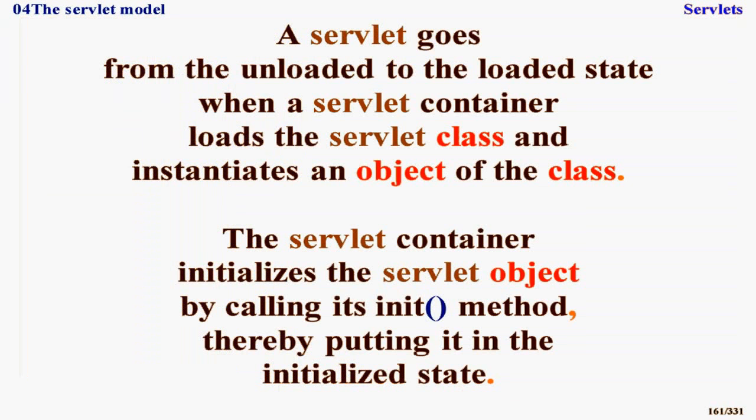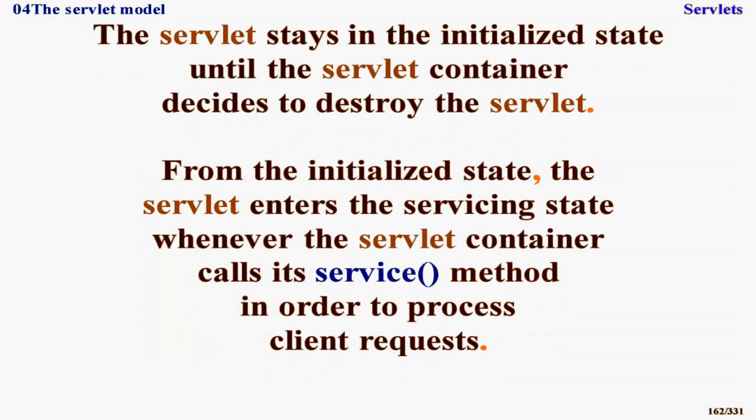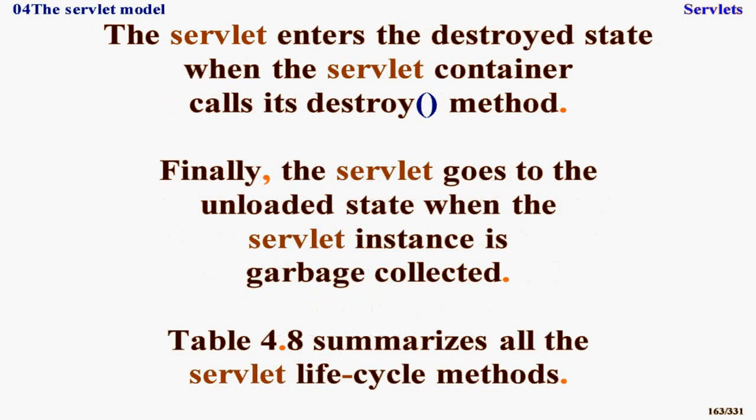A servlet goes from the unloaded to the loaded state when a servlet container loads the servlet class and instantiates an object of the class. The servlet container initializes the servlet object by calling its init method, thereby putting it in the initialized state. The servlet stays in the initialized state until the servlet container decides to destroy the servlet. From the initialized state, the servlet enters the servicing state whenever the servlet container calls its service method in order to process client requests. The servlet enters the destroyed state when the servlet container calls its destroy method. Finally, the servlet goes to the unloaded state when the servlet instance is garbage collected.